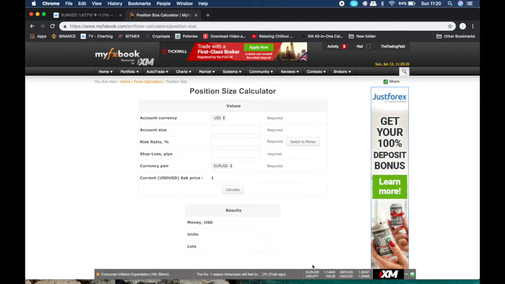Okay, so you can download the lot size calculator from the App Store. It's available on Android and iPhone, so pretty much should cover everybody.